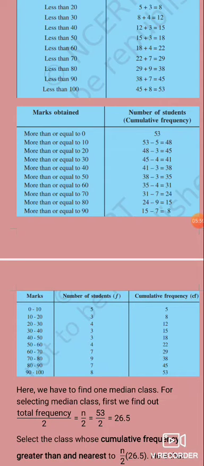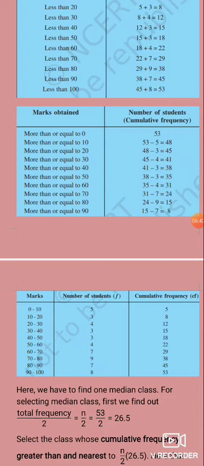So n by 2 is 26.5. Consider the cumulative frequency table. In that table, select the value whose cumulative frequency is greater than or nearest to 26.5. So greater than is important and nearest is also important. The nearest to 26.5 is 22, but select greater than or nearest. So we select which one? 29. Its class interval is 60 to 70. Frequency is 7.